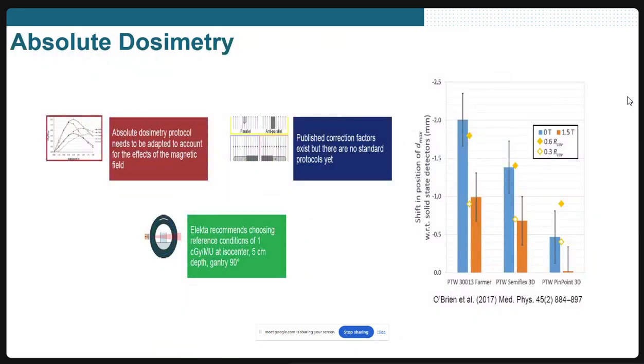But when you come to absolute dosimetry, we know that we have the kQ factor, which is responsible for the characteristics, because most of the chambers are calibrated in cobalt 60, but we are going to treat in a 6 MV LINAC.